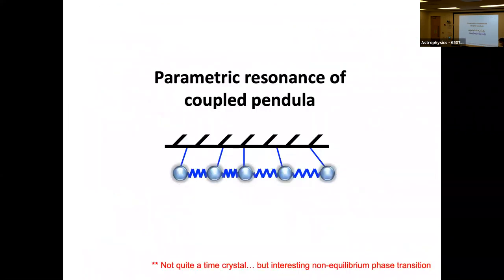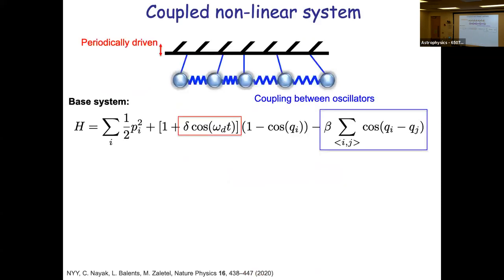So the first strategy is really to think about a very simple classical system that you all will feel in your bones immediately. I'm thinking about parametric resonances of a 1D array of nonlinear oscillators, literally pendula, that are coupled via springs, and I'm going to periodically drive the pivot point. I'm going to ask about the stability of parametric resonance. We will find, as I promised, that it's not quite a time crystal, but nonetheless, there is actually a very interesting non-equilibrium phase transition that you cannot get in a non-periodically driven system. But even here, there's some new physics to explore.